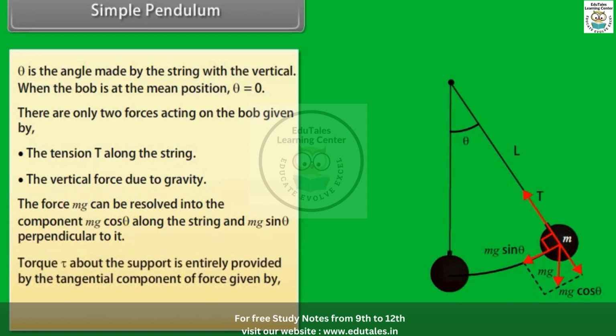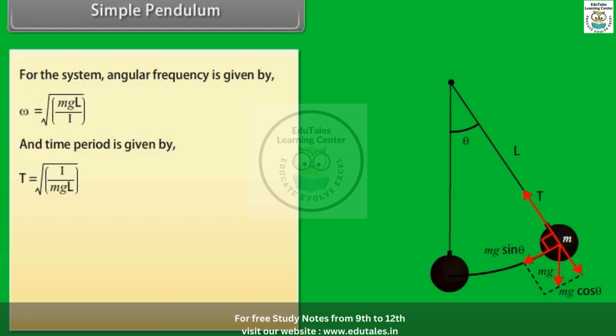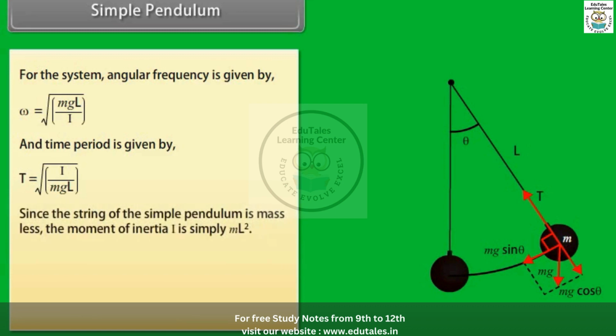The torque about the support is entirely provided by the tangential component of force, given by tau is equal to minus L mg sin theta. For the system, angular frequency is given by omega is equal to square root of mgL upon I, and time period is given by T is equal to 2 pi square root of I upon mgL. Since the string of the simple pendulum is massless, the moment of inertia I is simply mL squared. Now, the time period of a simple pendulum is T is equal to 2 pi square root of L by g.